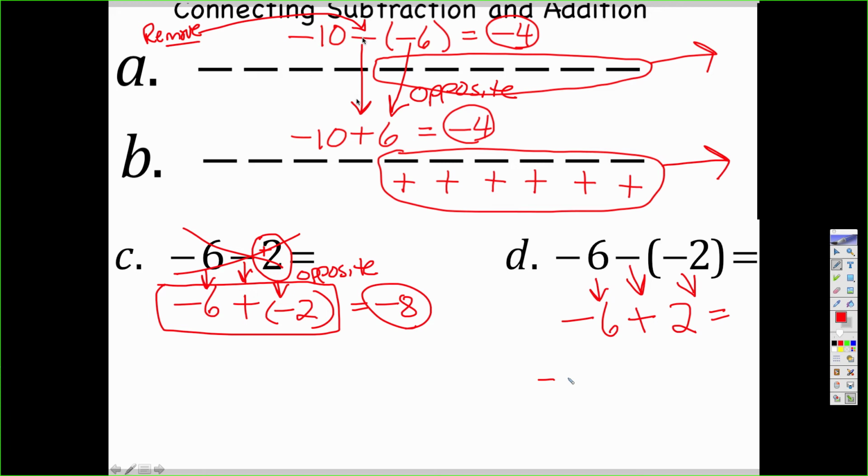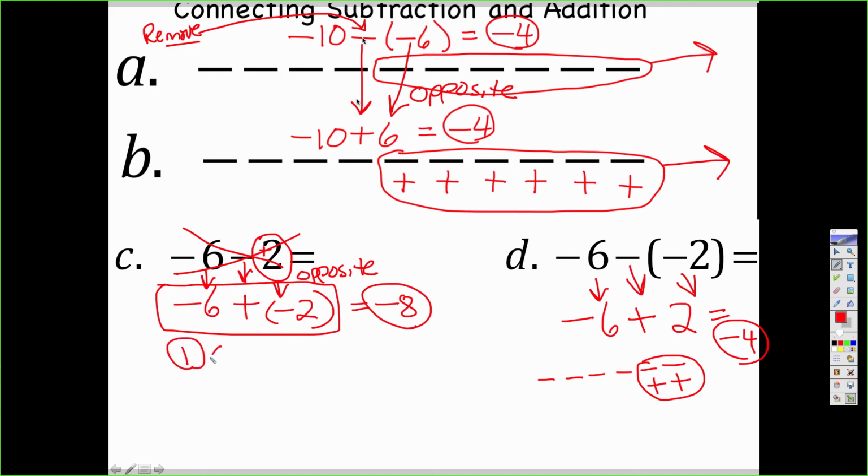Okay, so this problem I have 6 negatives, 1, 2, 3, 4, 5, 6. Then we have 2 positives, we're adding 2 positives, so here's my 0 pairs, and my answer is -4. Okay, so the point here is to see how to change a subtract problem into addition.